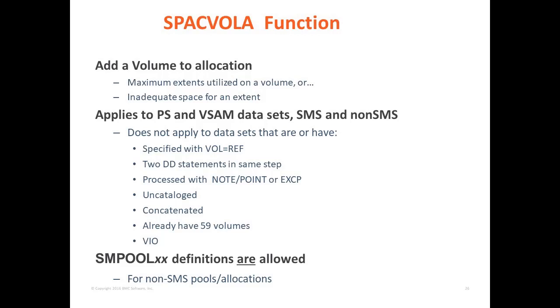There are data types and certain access methods processing that SPACVOLA by default does not use. Uncatalogued datasets cannot have a volume added. Neither can VIO data. Data specified in JCL with a VOL=REF or concatenated cannot have a volume added. Data that is processed with a NOTE, POINT, or EXCP by default cannot have a volume added. Yet there are global parameters that will bypass these checks and allow secondary volumes to be added. For non-SMS data, volumes are added based on the SM pool definitions.